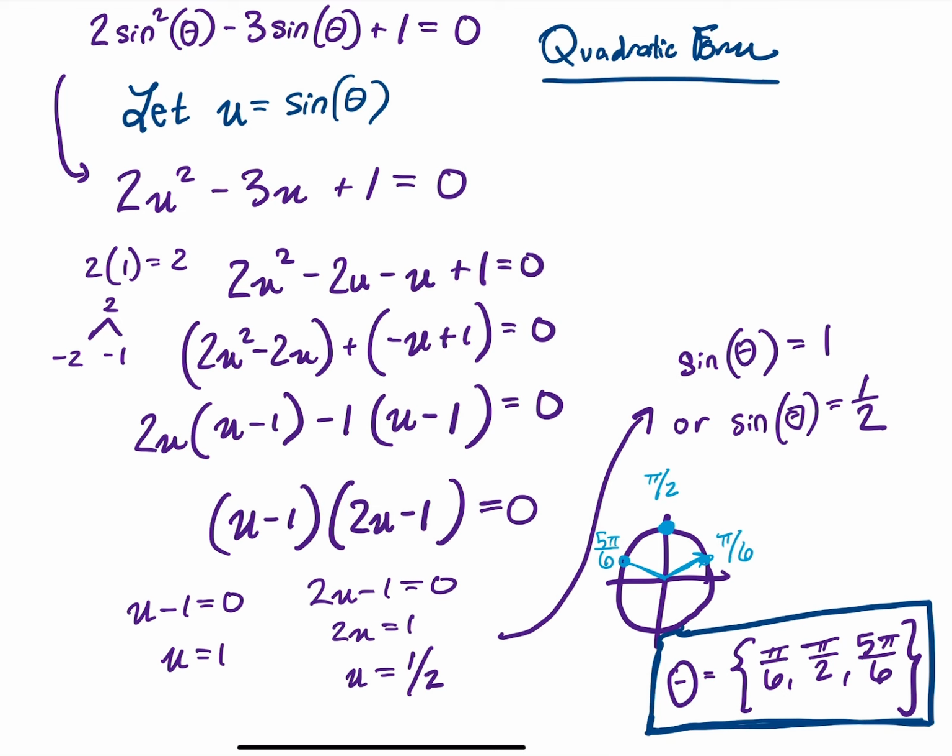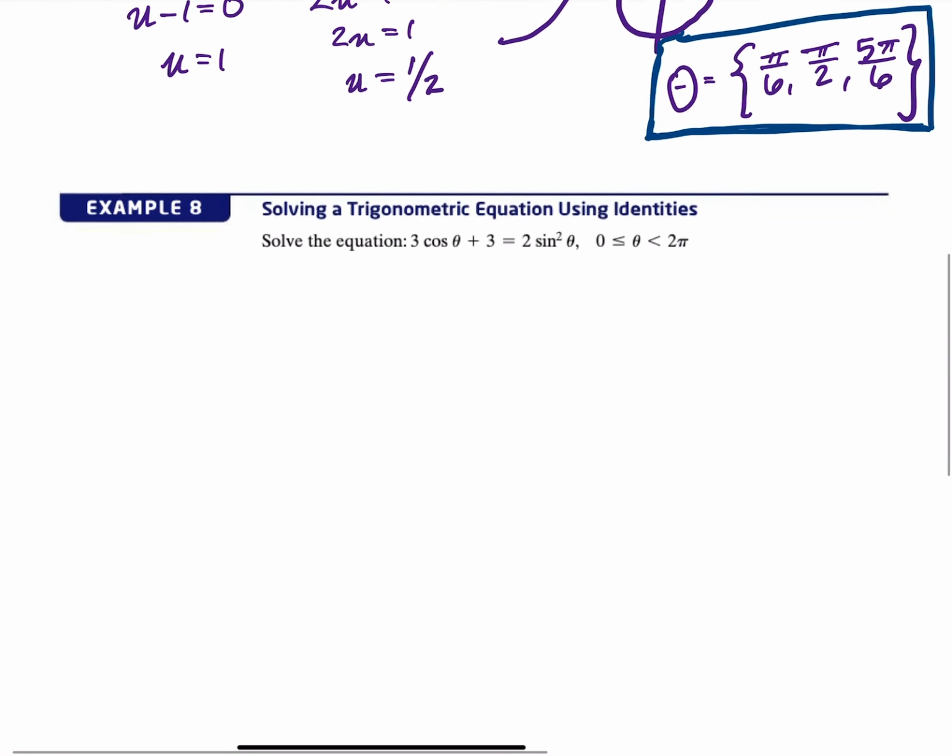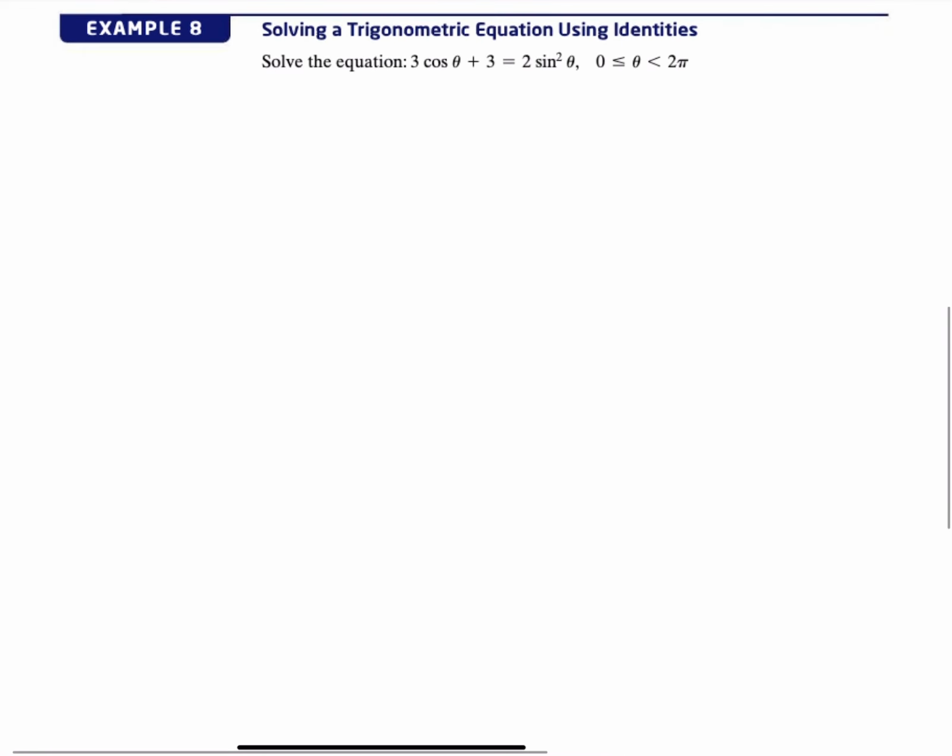All right, let's look at a couple more. So notice this is saying solving a trigonometric equation using identities. So let's keep in mind some trig identities we've seen previously. So let me write out our equation. We have 3 times the cosine of theta plus 3 equals 2 sine squared of theta.